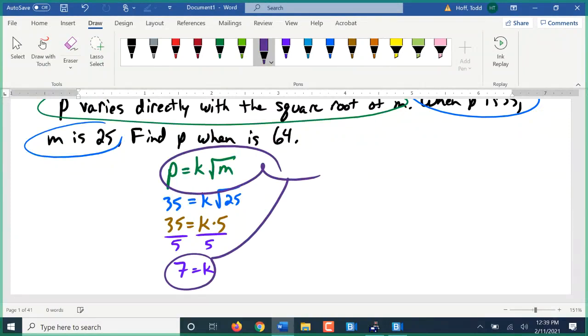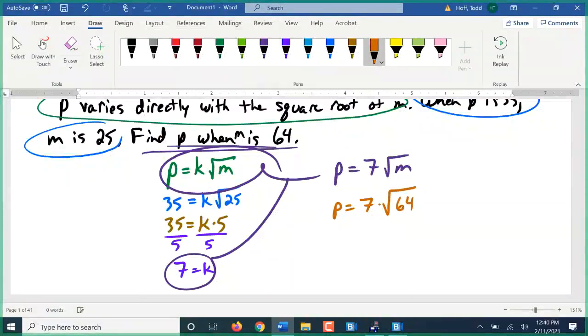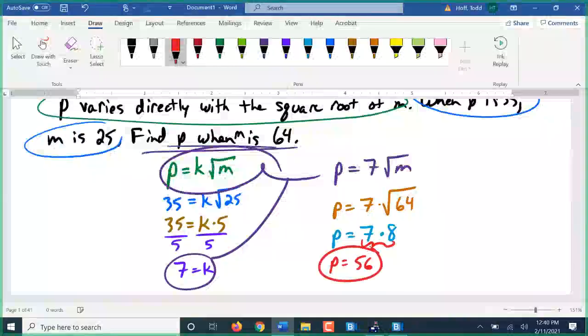So if 7 equals K, we'll go up here and redefine that relationship. P is equal to, instead of K, we'll put in 7. So P is equal to 7 times the square root of M. Now then, we're asked find P when, I forgot to put the M in there, when M is 64. So P equals 7 times the square root of, in place of M, we put in 64. And again, it's just a matter of working it out. So we have the square root of 64 is 8 or negative 8. Again, we're just going to focus on the positive result, just the 8. And then we multiply. P equals 7 times 8 is 56. So P equals 56.